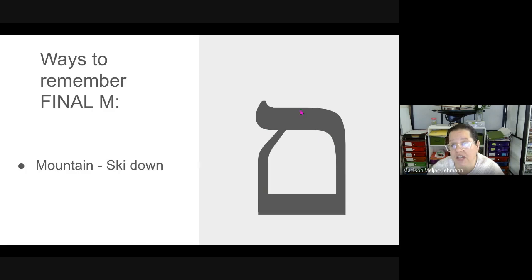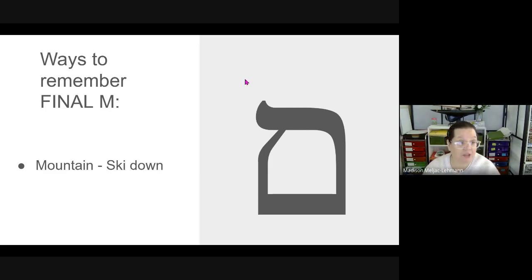So how do we remember final mem? Well, you can just ski down your mountain here. There's no holes, there's no water. Another way to remember final mem is just everything, it's a flat bottom. Everything is sealed off, okay? And that's our final mem.